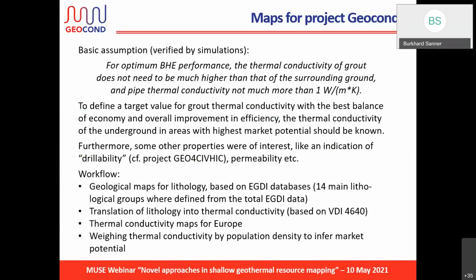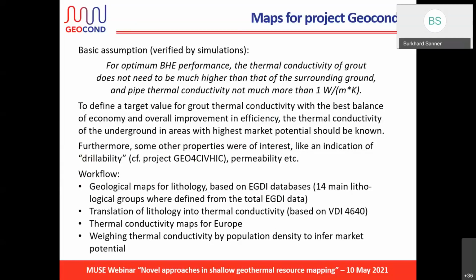Geological maps for lithology were created based on the active databases, and we defined 14 main lithological groups to work with from the total of about 500 in the active data. The translation was made of this lithology into thermal conductivity using the VDI 4640 part 1 tables. And then thermal conductivity maps for Europe were created for that.